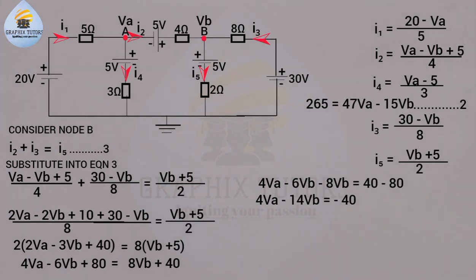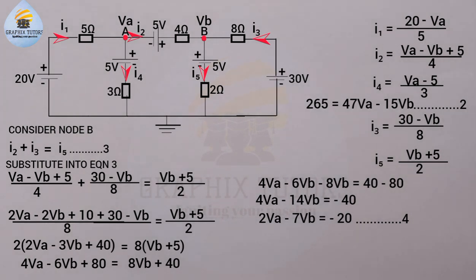Is that okay now? From here, if you divide through by 2, 4 divided by 2 is 2, 14 divided by 2 is 7, and minus 40 divided by 2 is minus 20. So we have 2VA minus 7VB equals minus 20. I'll term that my equation 4.